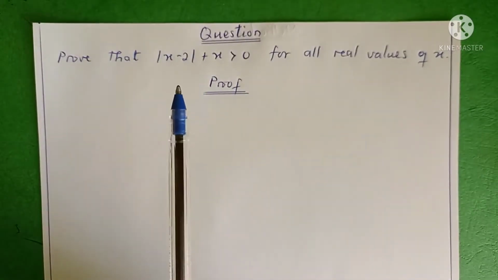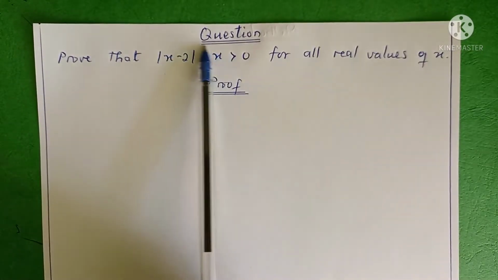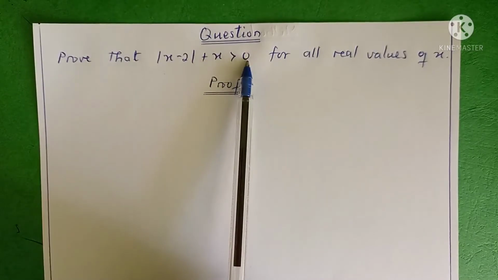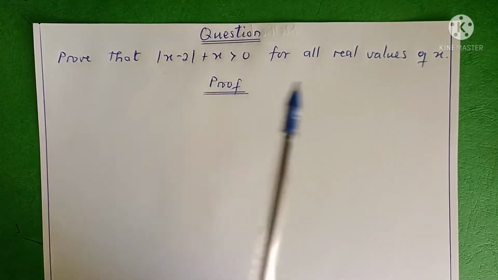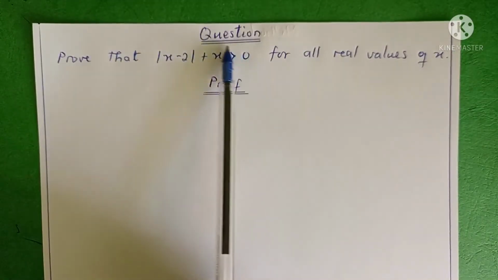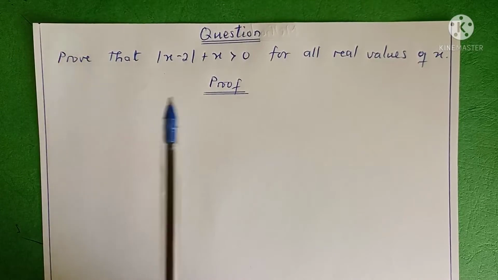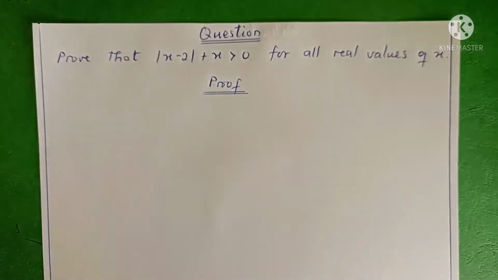In the first method, I will simply show that this expression, the expression on the left, is always positive for any real value of x. And in the second method, I will solve this inequation normally and show that the solution set is just the set of real numbers. And thirdly, I will show this by using the graphical method.